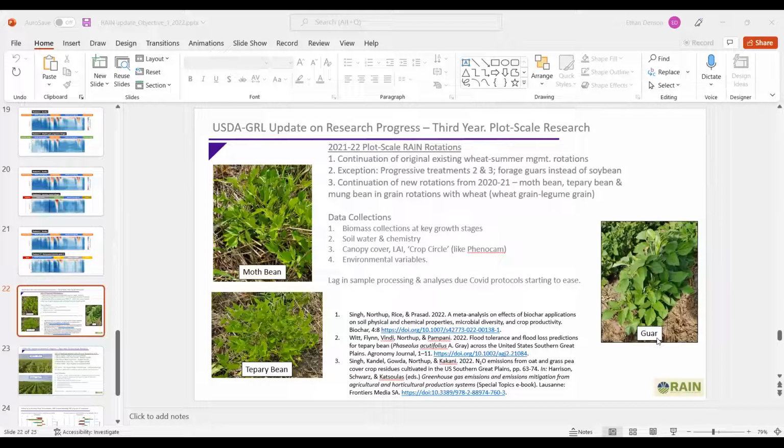And a new one, which Travis Witt came up with, is called Crop Circle, which is a little bit like PhenoChem. So if you want to know anything about it, talk to Travis. Put your hand up there, Travis. I know who you are. Yeah, talk to him. Cool little device. And environmental variables related to the location.